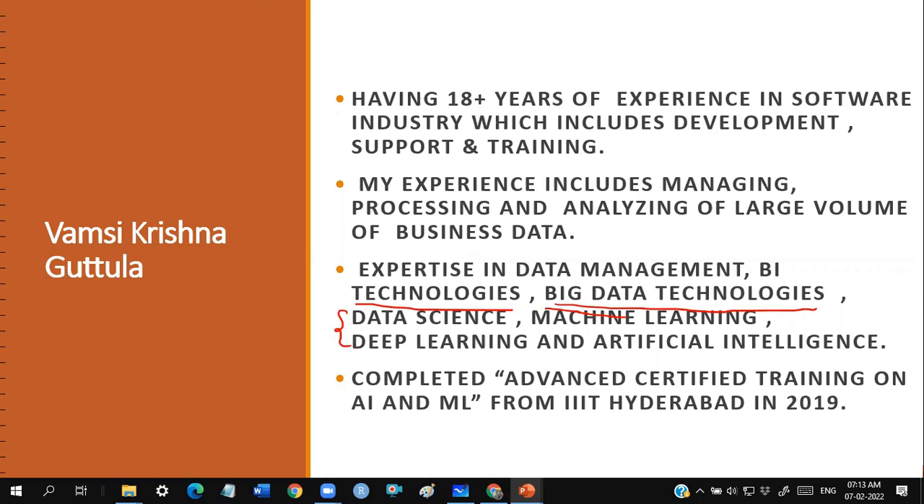I also completed my certification program from IIIT Hyderabad. You may have heard about IIIT Hyderabad. It provides many training programs in collaboration with corporate companies like Talent Sprint and Great Learning, on areas like blockchain, IoT, AI and machine learning, and cloud computing. There are so many new technologies out there.